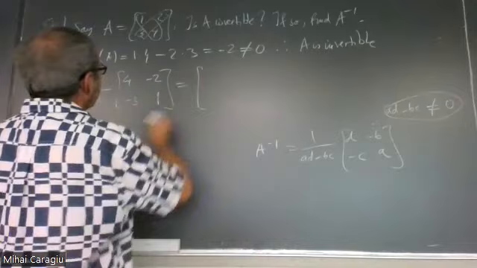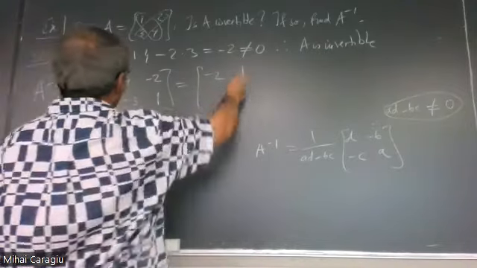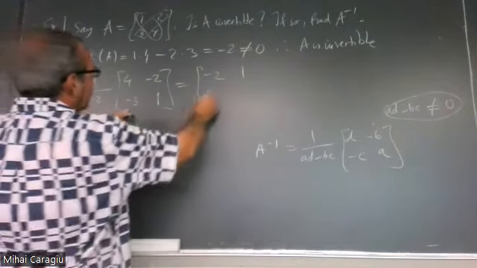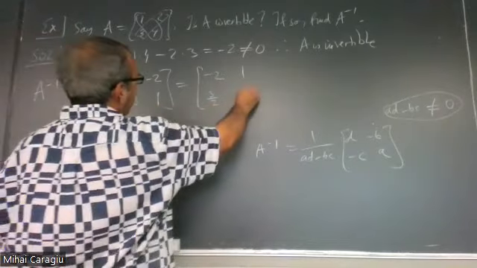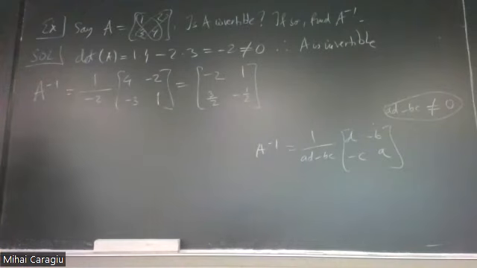4 times minus 1/2 is minus 2. Minus 2 times minus 1/2 is 1. Minus 1/2 times minus 3 is 3/2. And 1 times minus 1/2 is minus 1. There's the inverse matrix. So let's check our work.